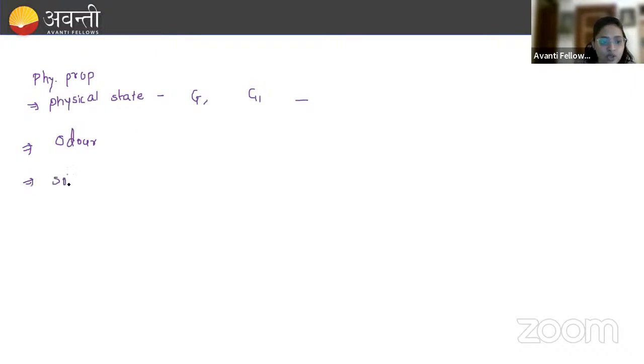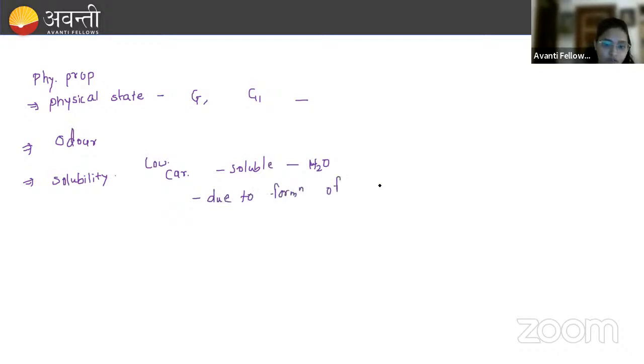When we talk about solubility, what will be the solubility of aldehydes and ketones? Lower carbonyl compounds are soluble in water. Why are they soluble in water? Due to the formation of hydrogen bonding between the solute and the water molecules. But this solubility goes on decreasing with increase in molecular weight.